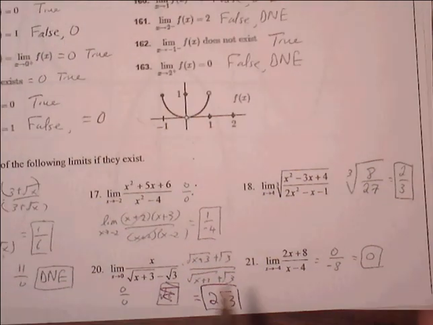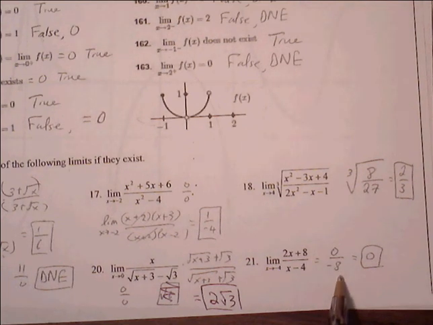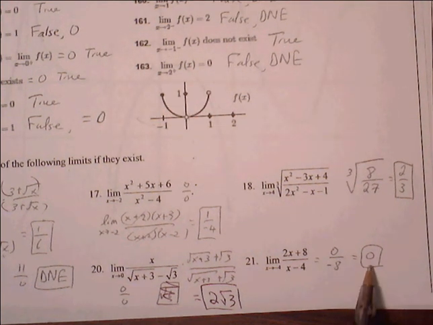And then 21, limit as x approaches negative 4. First thing we do is we plug in the x here. So negative 8 plus 8 is 0. Negative 4 minus 4 is negative 8. 0 over a non-zero is going to be a real number. The real number here is 0, so limit does exist at 0.